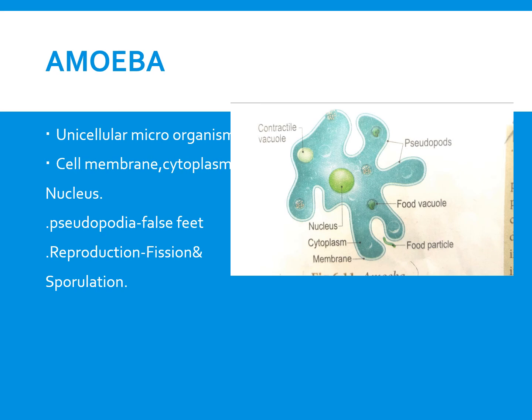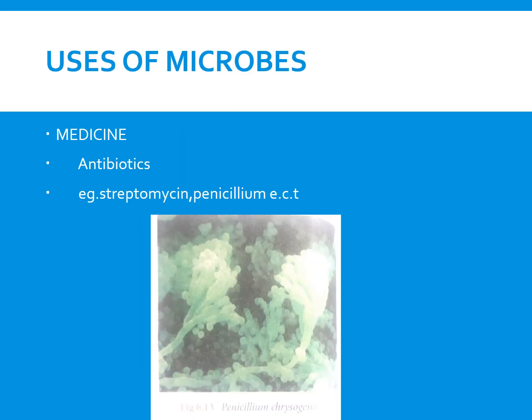Very clear? The next one, uses of microbes. We discussed friend and foe, right? This is the friend. Medicine as antibiotics. Example, streptomycin, penicillium. What you are seeing here, the green one, is penicillium. The structure is branched like this, and from it, it reproduces by the structure called conidia. So that structure is known as conidium.